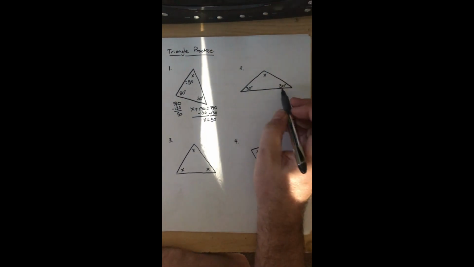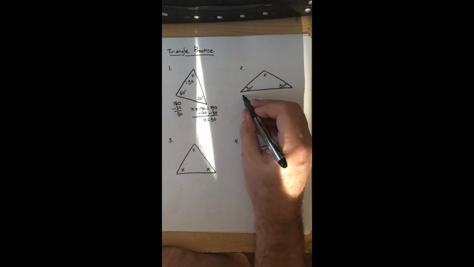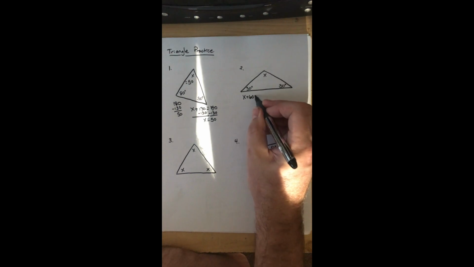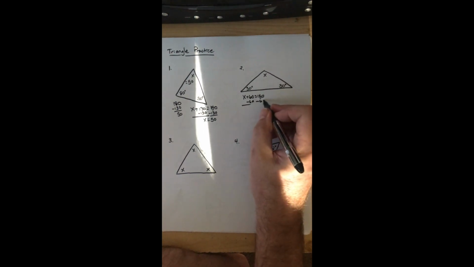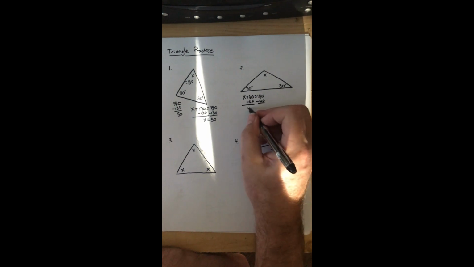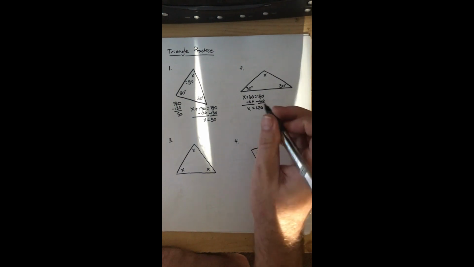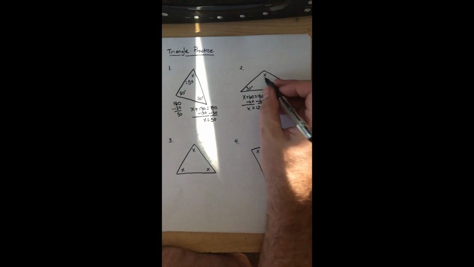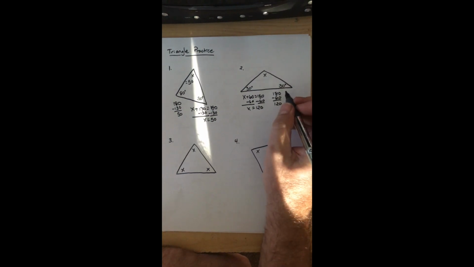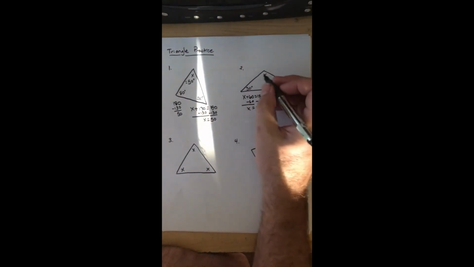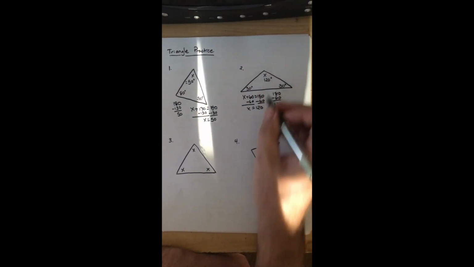Over here for number 2, 30 plus 30 is 60. Take that away from the 180. I get x equals 120 degrees. So that's 120 degrees. You could have also just added that up and did 180 minus 60 is 120. Either way, you're good. Put a little degree symbol there.